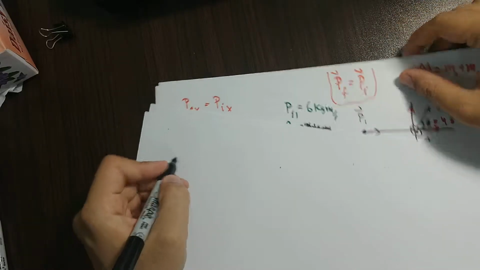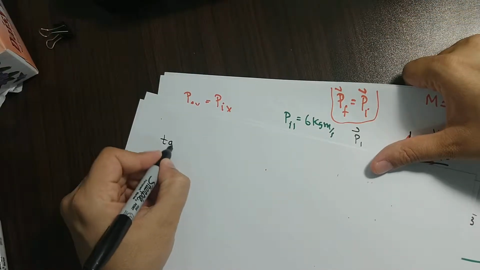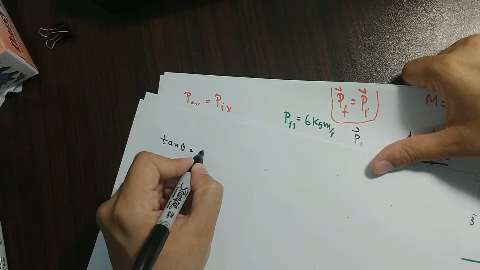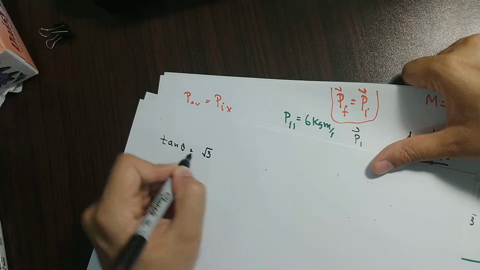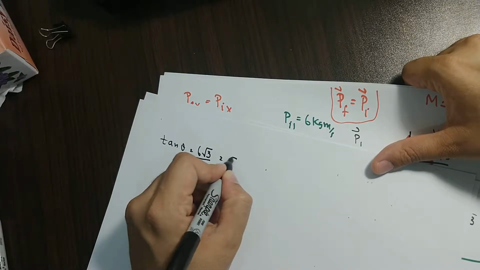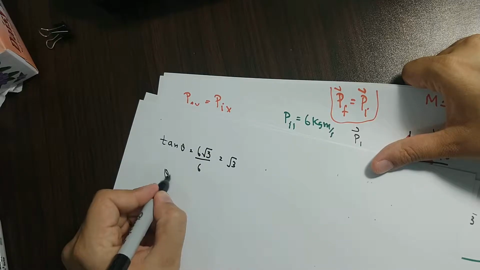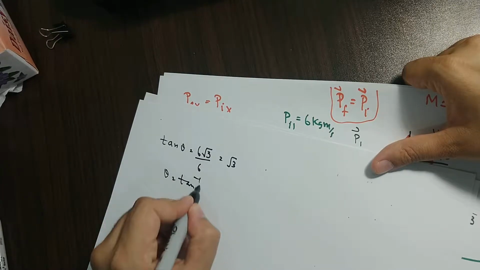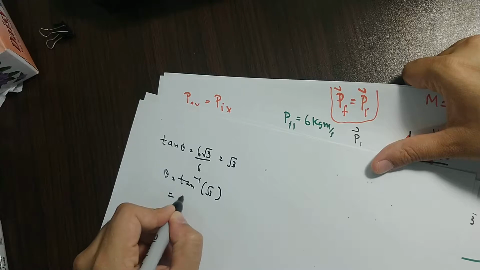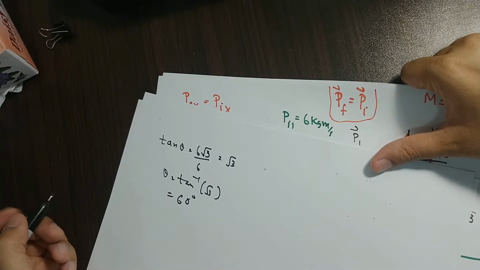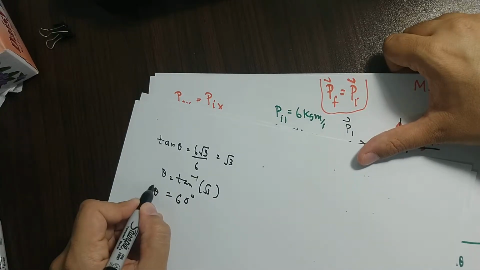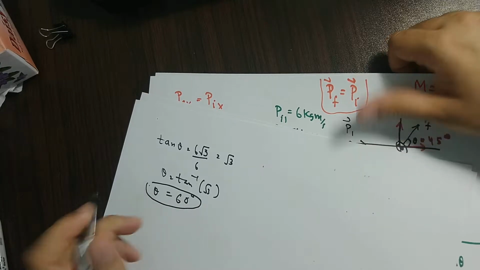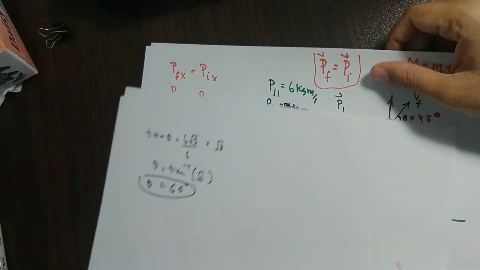So we get tangent theta equals 6 times square root of 3 divided by 6. So we get square root of 3, which means that theta is tan inverse of square root of 3, which is 60 degrees. So now the angle turns out to be 60 degrees, right?